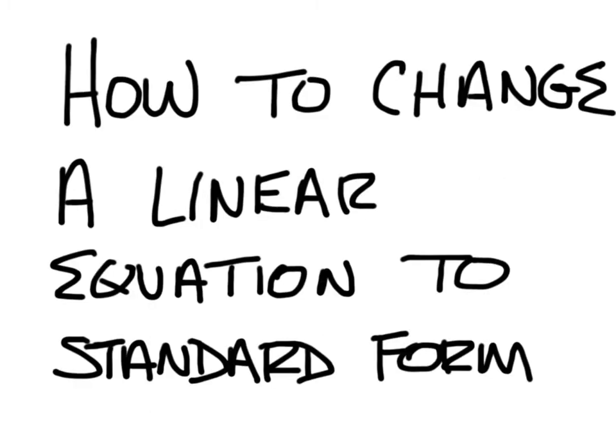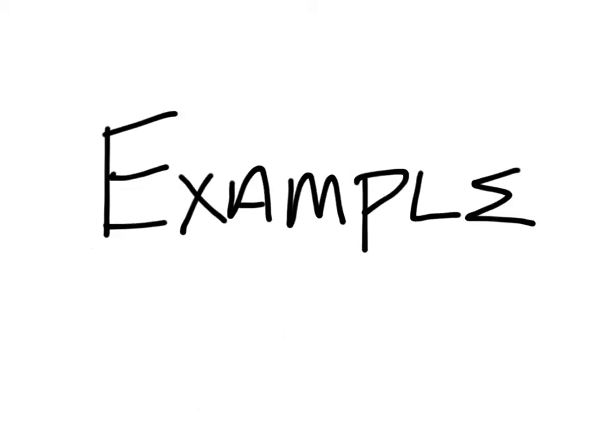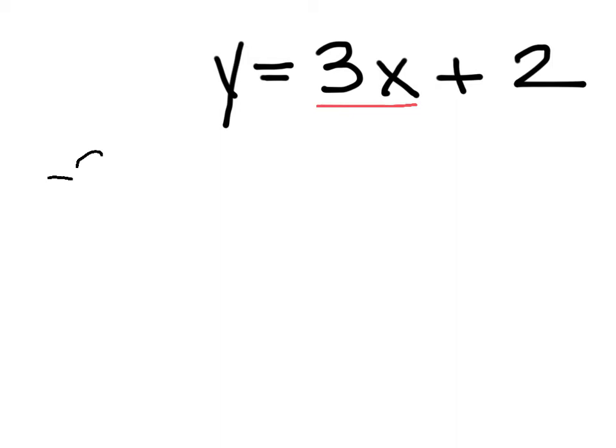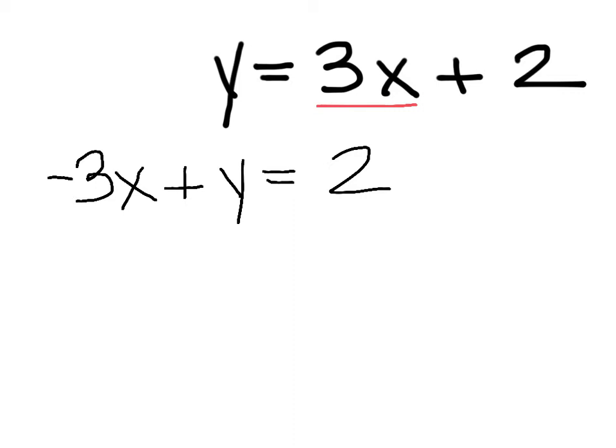How to change a linear equation to standard form. We're going to change a linear equation to standard form. It's in slope-intercept form now. If you're going to change it to standard form, here is your first move. The first move is to get this x term on the left-hand side, which would make it negative 3x, and then plus y equals 2. According to standard form, the x must come first, and then the y second, the equal sign, and then the constant.